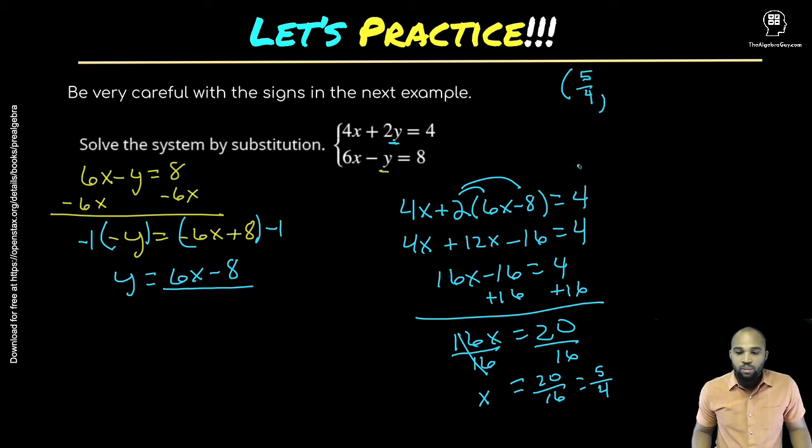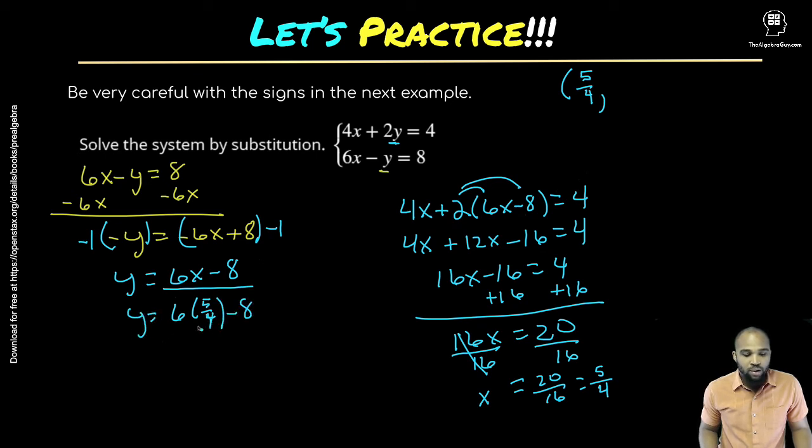So what's the y going to be? So let's plug it back into this equation to find out. So we got 6. Instead of x, we can plug it back in to get 5/4 here. 5/4 minus 8. So that should give us our y. This is 30 over 4. Or 6 over 4 is the same thing.